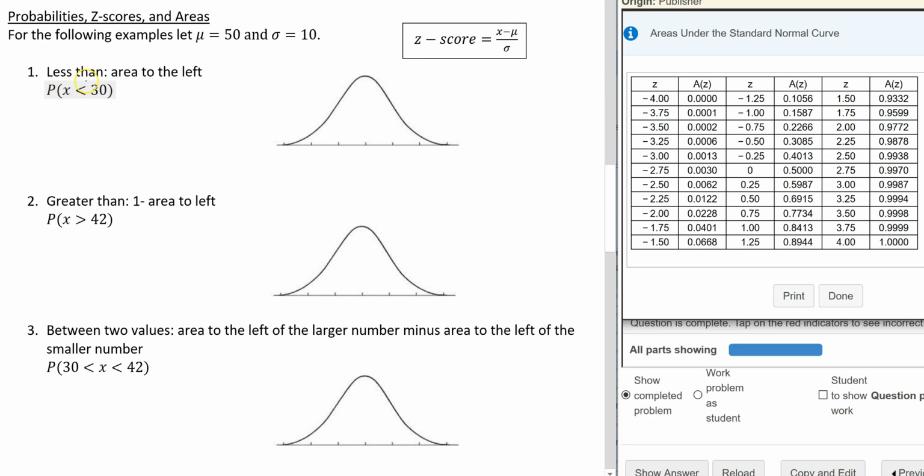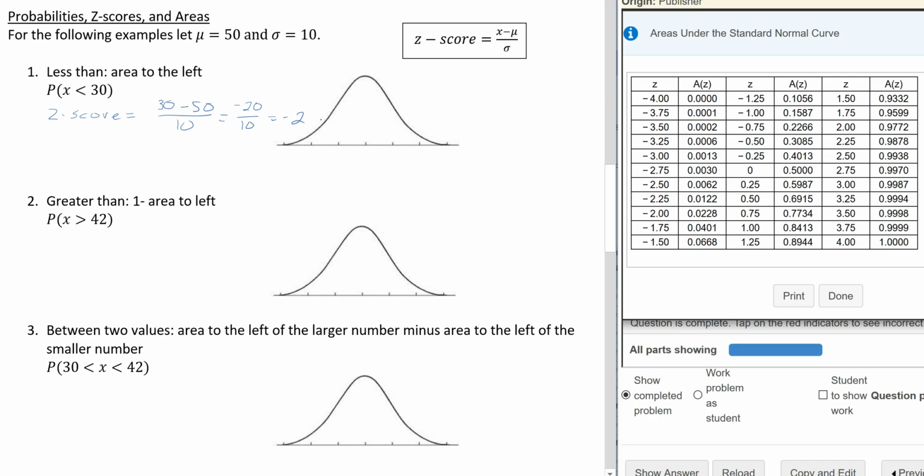We're going to focus on a less than problem, and we're looking at the area to the left because it's less than. So we want to know the probability of having a data value less than 30 when our data values in our population have a mean of 50 and a standard deviation of 10. First we need to find the z-score. And the z-score is found by taking 30 minus 50, dividing it by 10. And this equals negative 20 over 10, which is negative 2.